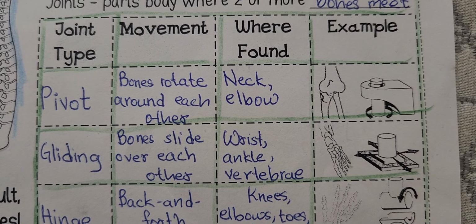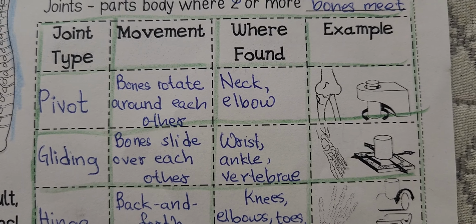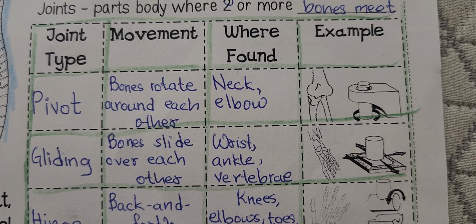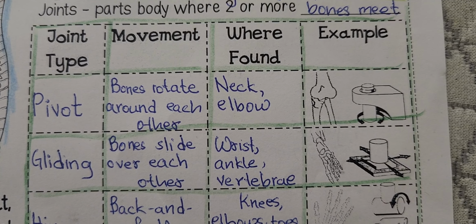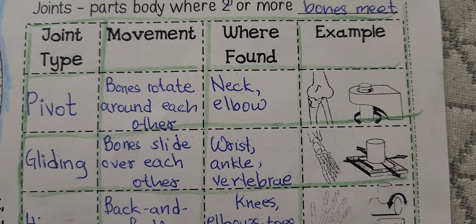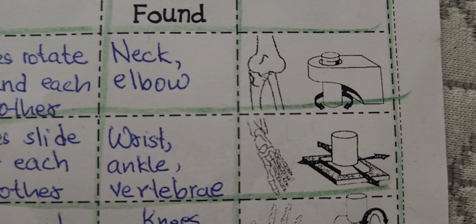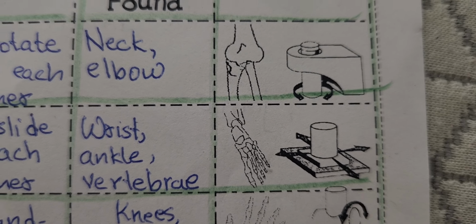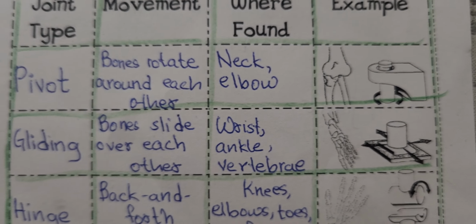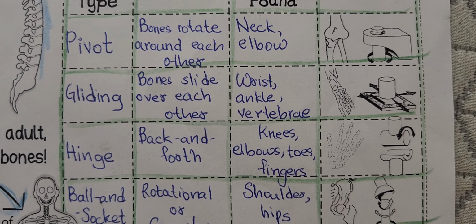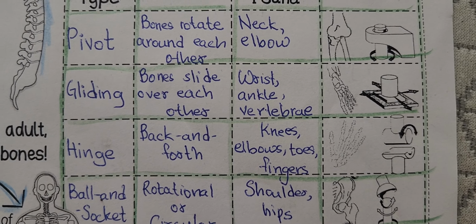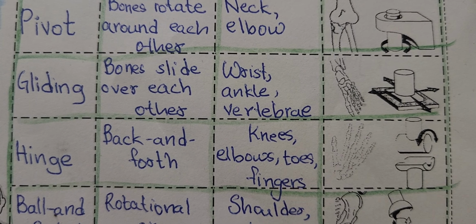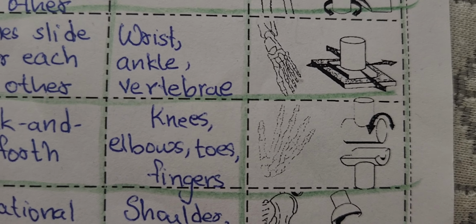Another joint type is called a gliding joint. The movement is when bones slide over each other. These can be found in your wrist, your ankle, and your vertebra, or basically your backbone. This is a diagram of a gliding joint. Next, you have a hinge. A hinge moves back and forth, and these can be found in your knees, your elbows, your toes, and your fingers. This is an example.